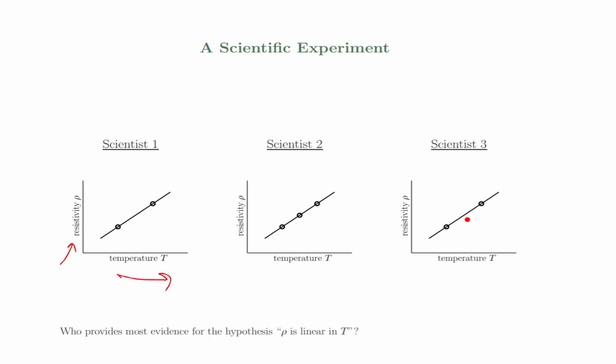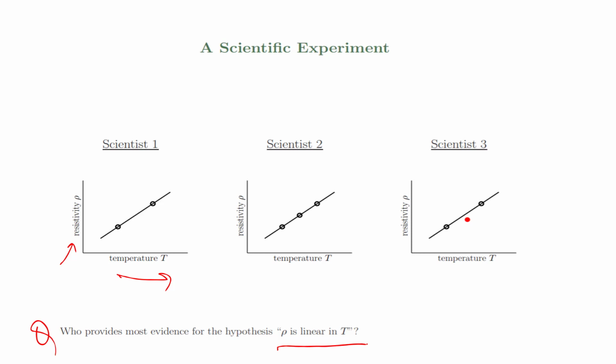Now, in order to verify this theory, so this is a theory that resistivity is linear to temperature in certain ways, we have to verify it. So we'll collect data. The experiment is about three scientists collecting data, and the question we're trying to answer here is who provides the most evidence for the hypothesis that rho is indeed linear in T, right? So that's the goal here.